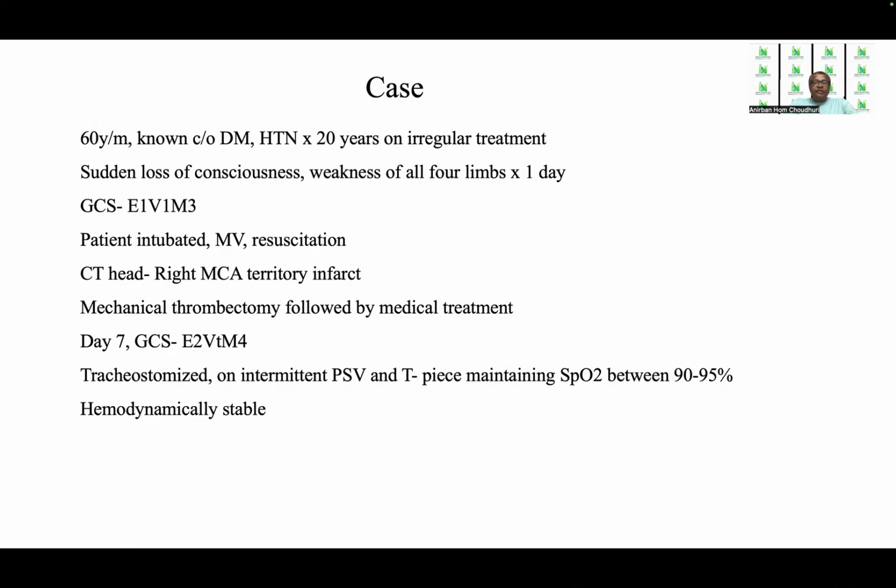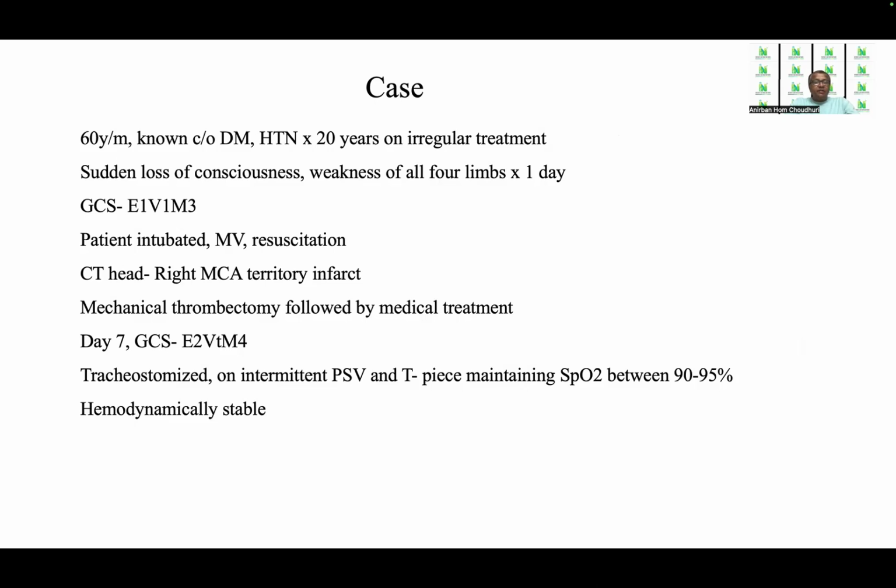The GCS score is E1, V1, and M3. Patient is intubated, mechanically ventilated, and resuscitated. The CT head reveals right MCA territory infarct. The patient undergoes mechanical thrombectomy followed by medical treatment.